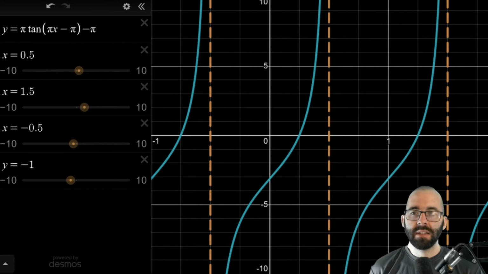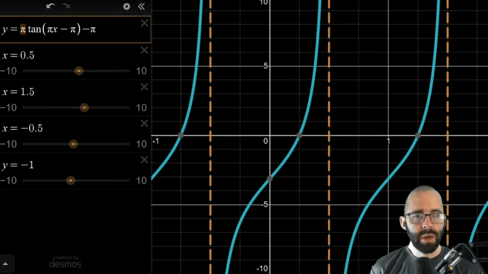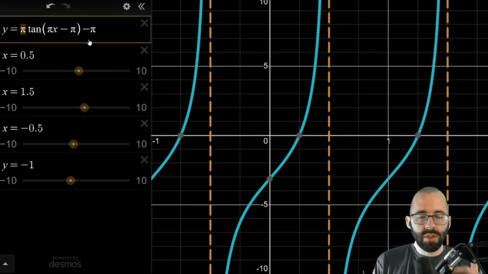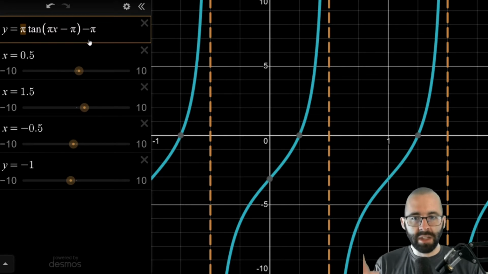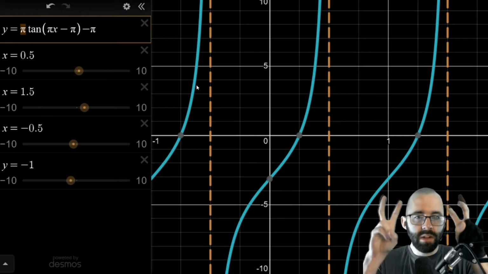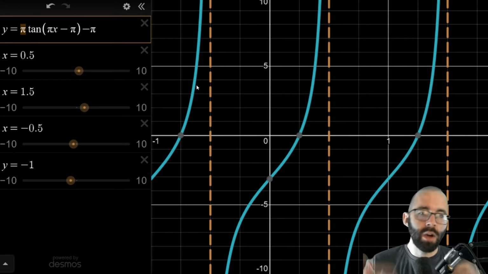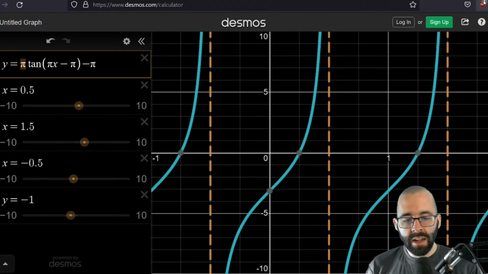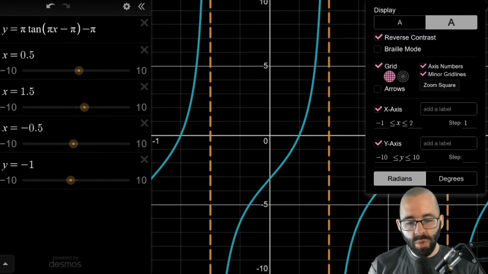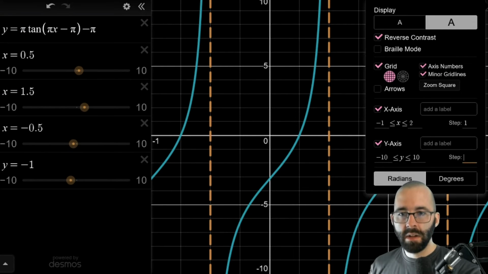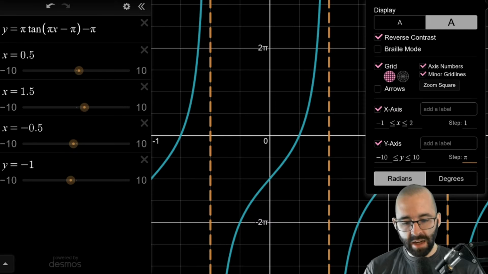And in fact, since our stretching factor is pi, our y-coordinates, we want those to have to do with pi, right? So the whole idea about stretching factor is normally at this halfway point between the middle and the asymptote, we normally go up 1, but now we're going up pi. So it actually makes a lot of sense to have our y-coordinates in terms of pi.